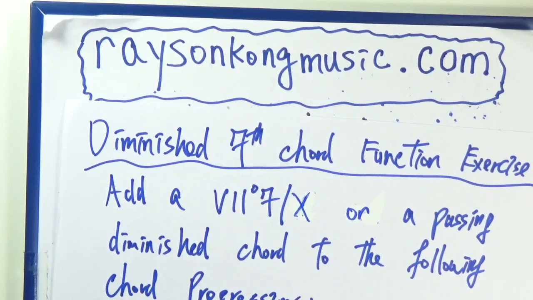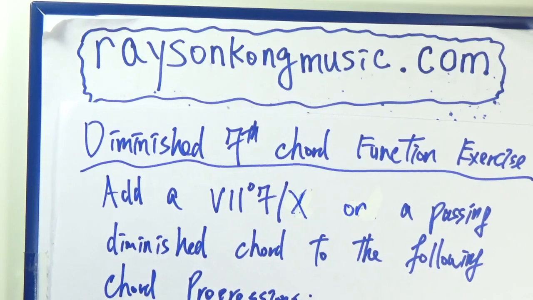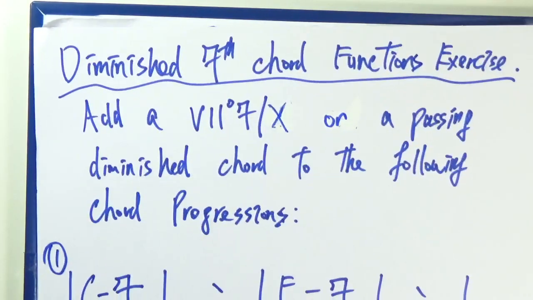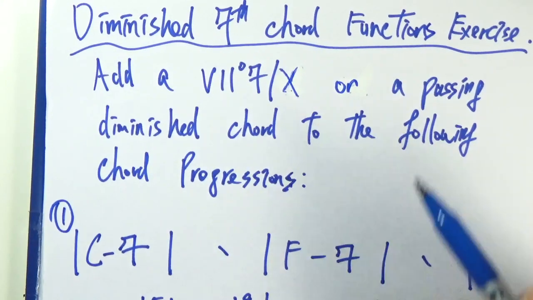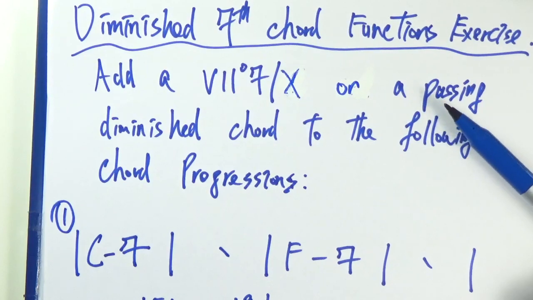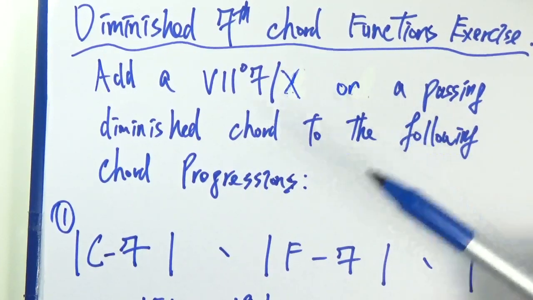Hello, let's work out two exercises about diminished seventh chord functions. Okay, so let's take a look at the first example. What we're going to do is add a diminished 7 passing chord. Okay, so let's take a look.